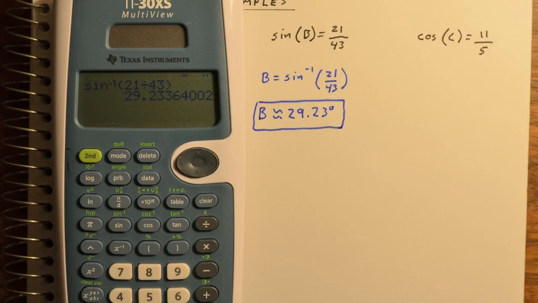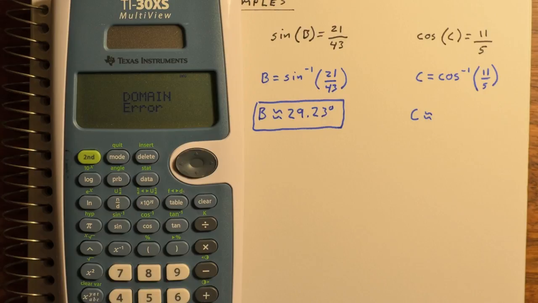The next example, the sine of B, so therefore B is the inverse sine of 21/43, which is 29.23 degrees. And then the last one, cosine, we'll use the inverse cosine. However, when you type that in, you get a problem. Inverse cosine of 11/5 is not defined.